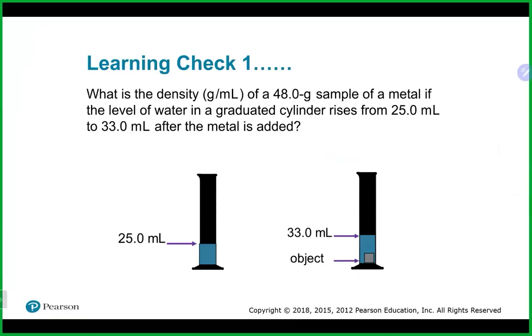What is the density in grams per milliliter of a 48-gram sample of a metal that, when placed in a graduated cylinder that has 25 mL of water, goes to 33 mL? See what you come up with here.